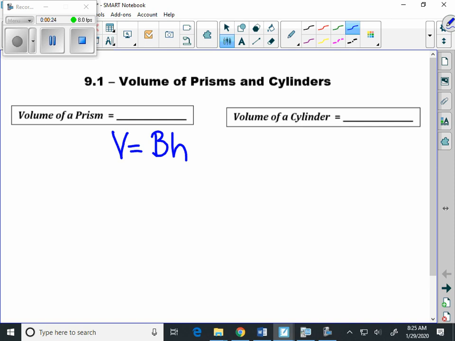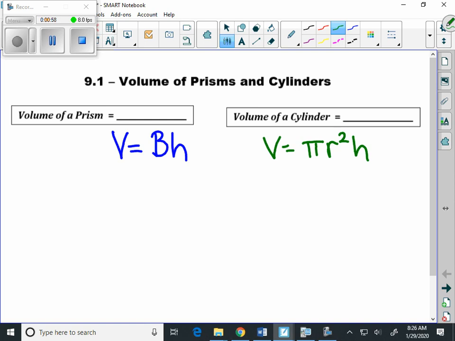And at the top of your green paper, there's a key. It's got little b, big B, lowercase h, lowercase r, the different symbols. And again, the big B means area of the base. The volume of a cylinder, if we look right underneath the general prism formula, is not so generic. It's pi times r squared times h.